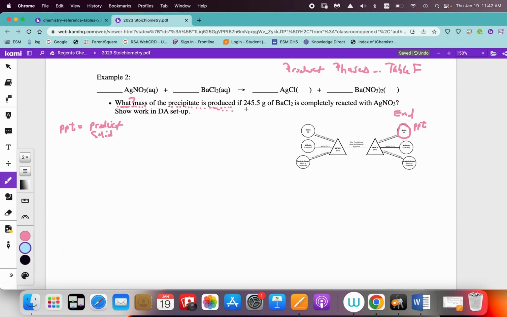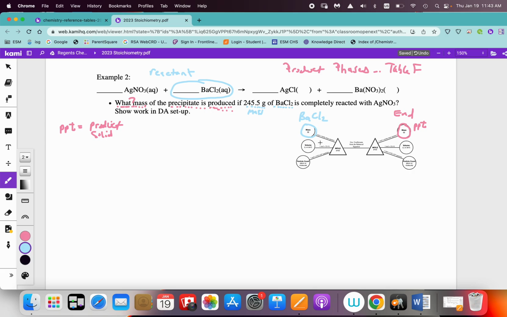As I'm reading through, I see 245.5 grams, which is another mass value, and I'm told it belongs to barium chloride, BaCl2. When I take a look in the reaction, BaCl2 is to the left of the arrow, which is the reactant side, which you already know. So BaCl2 is not the precipitate, it's something else. I know I need some information about BaCl2, so this is where I'm going to start, with that 245.5 mass, which belongs to the barium chloride.